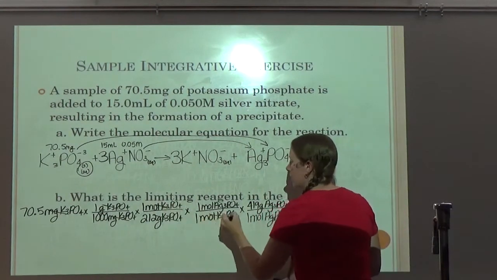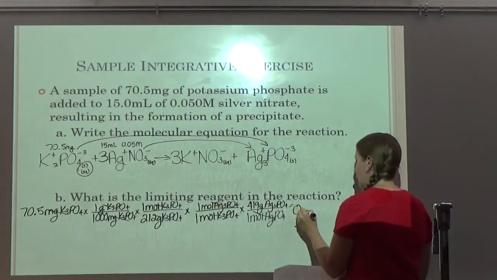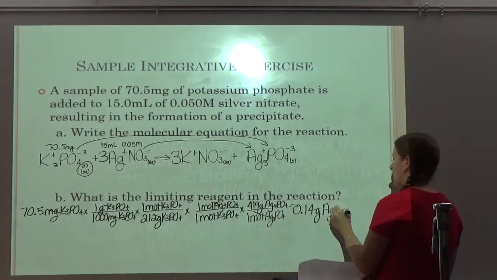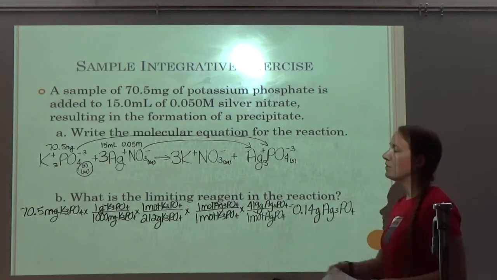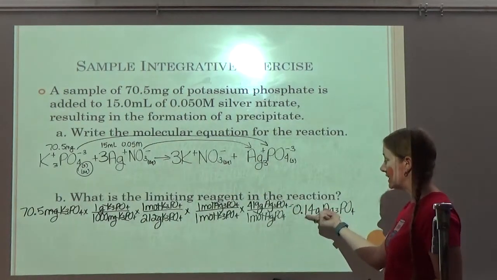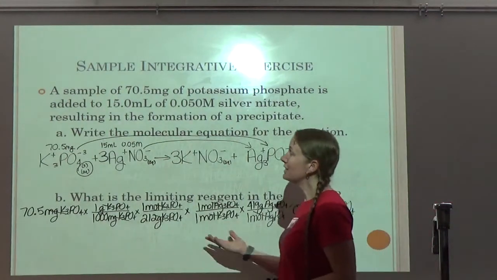So, I didn't cancel out my units. Once I multiply and divide across that, I get 0.14 grams of Ag3PO4. Now, of course, I don't know if the potassium phosphate is my limiting or not, because I don't know is this the greater amount or the lower amount that's going to be produced. So I won't know until I do my other one.